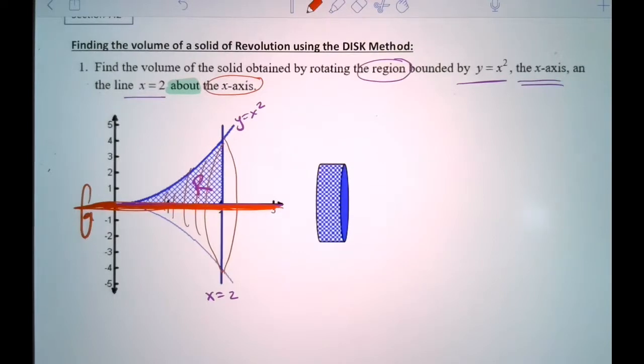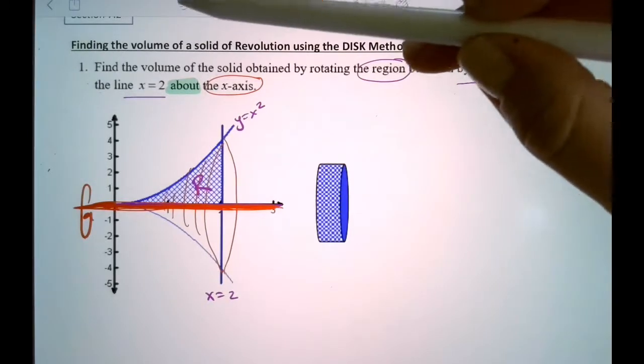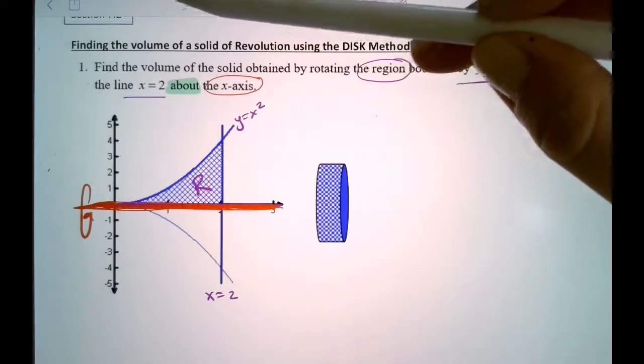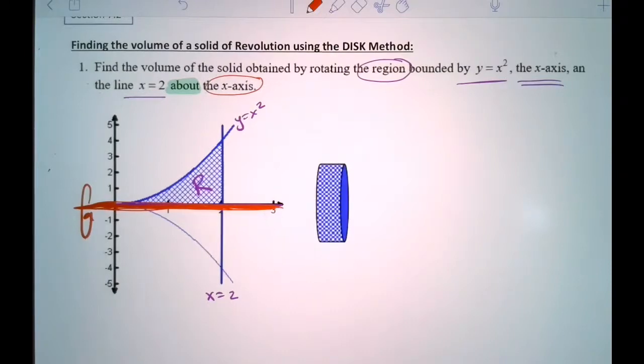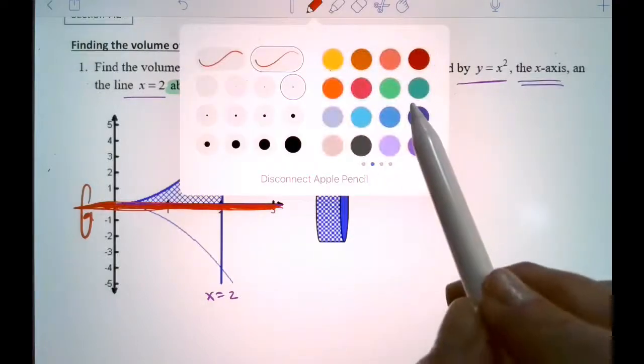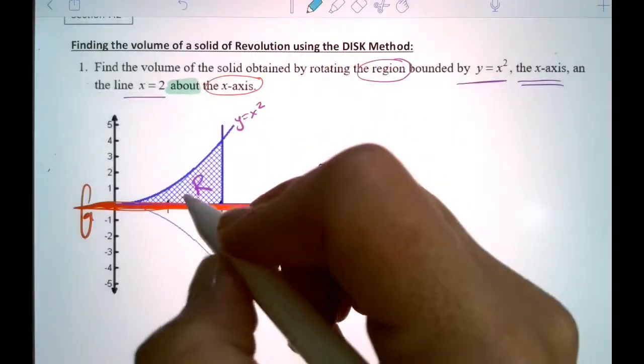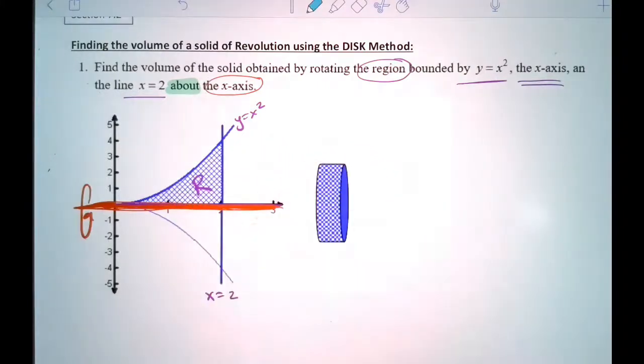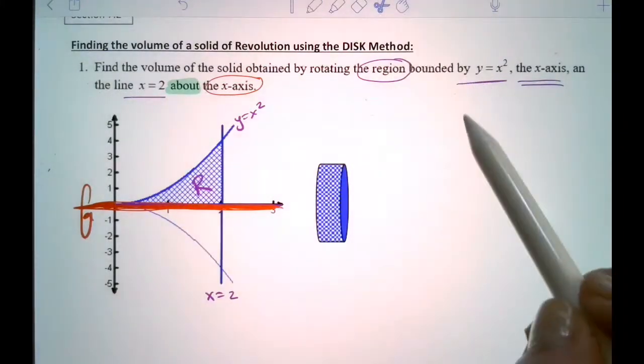So I'm going to undo some of those lines that I made just because I want my image to be good. And so what I'm going to do, just like we did in area, is I'm going to be drawing in a rectangle. And I'm going to draw this rectangle in a particular way. Actually, let's do that now.